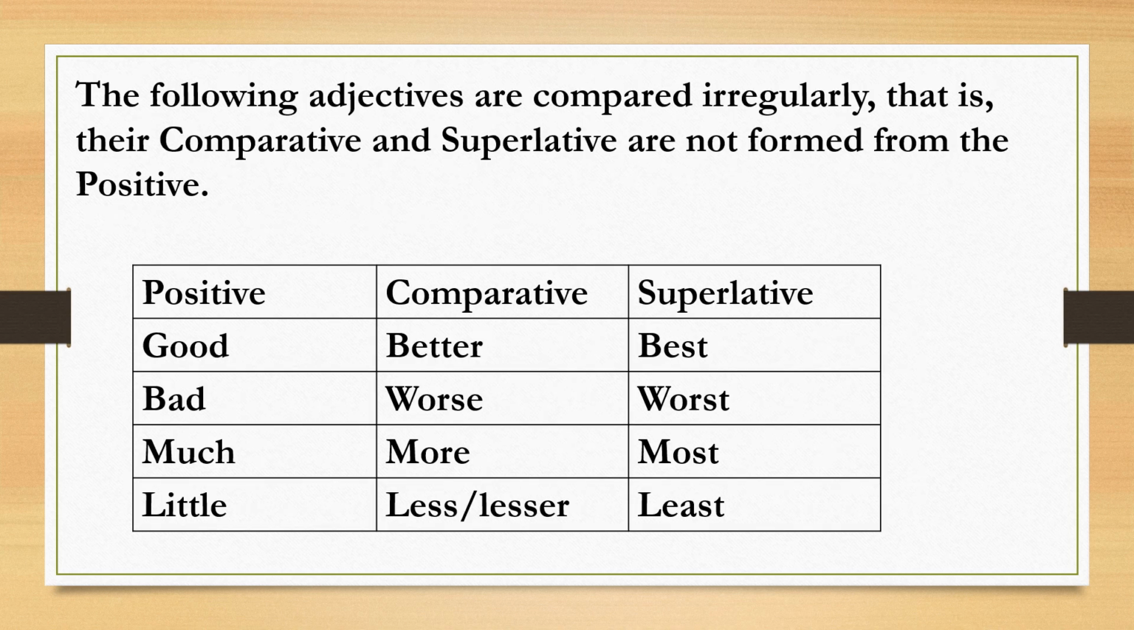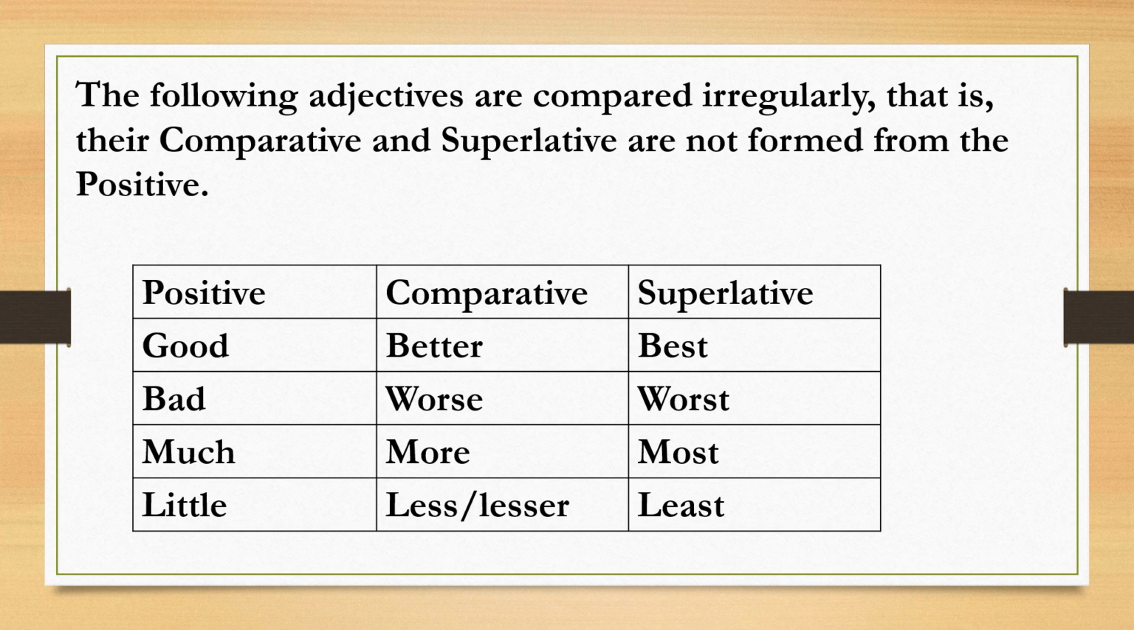The following adjectives are compared irregularly, that is, their comparative and superlative are not formed from the positive. They are totally different words. For example, look at the table. The first word in the positive degree is good, but in the comparative and superlative, we don't write gooder and goodest, but instead we write better and best.